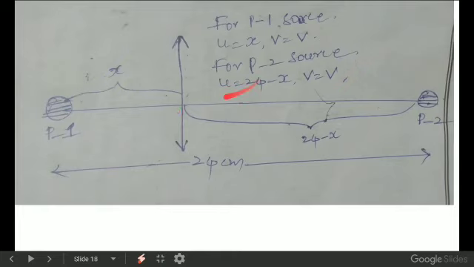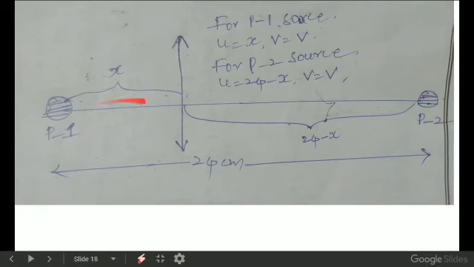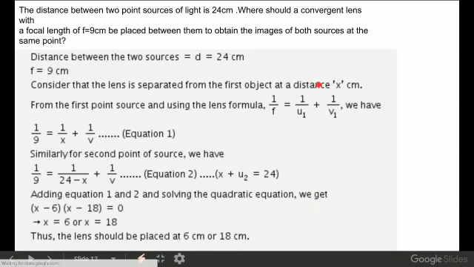Here we are going to substitute these values in the lens formula separately, then we will get 2 equations, then we solve the 2 equations and we will get the x value. See here, the distance between the 2 point sources is 24 centimeters and the focal length of the lens is 9 centimeters. Consider that the lens is separated from the first object by a distance x centimeters. Just now I told you, let's consider this lens is placed at x distance from point source 1. Then the object distance is minus x and the image distance is v. And for point source 2, the object distance is 24 minus x and the image distance is the same, v only.